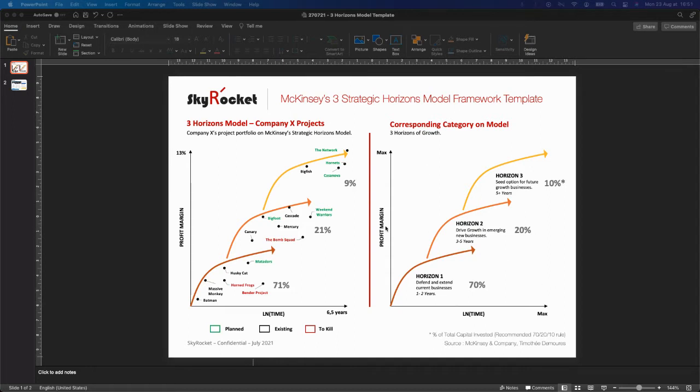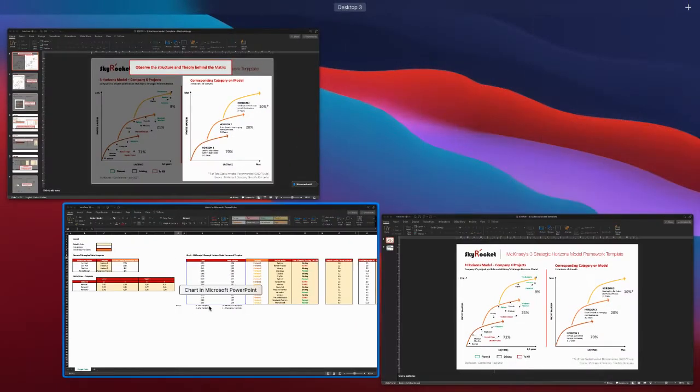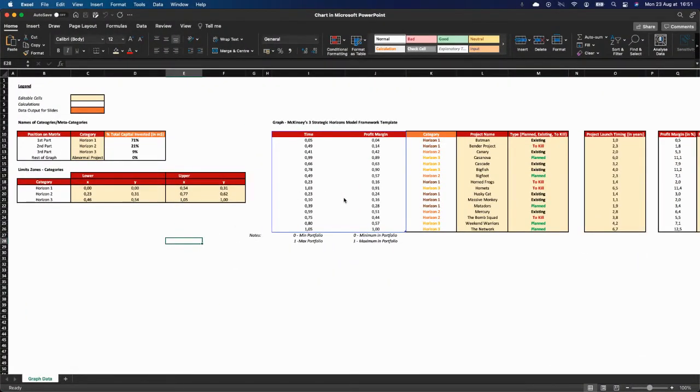Generally speaking, here you have value as the y-axis, and I chose profit margin. I think it was quite representative of the global value you can have. And at the bottom here, time, I chose to put ln of time, so logarithmic of time, just so that if you have projects which are very far down the line, visually you have something quite balanced.